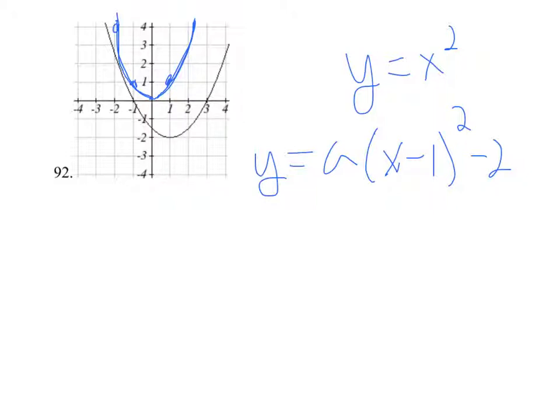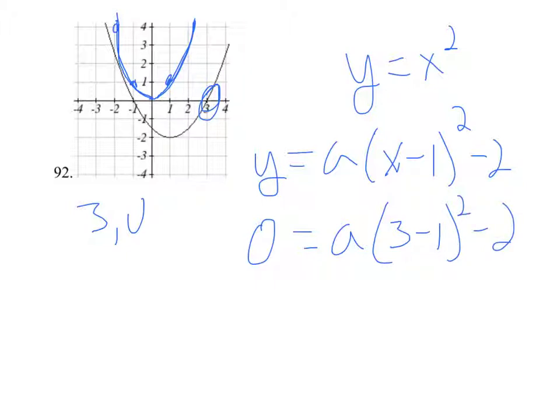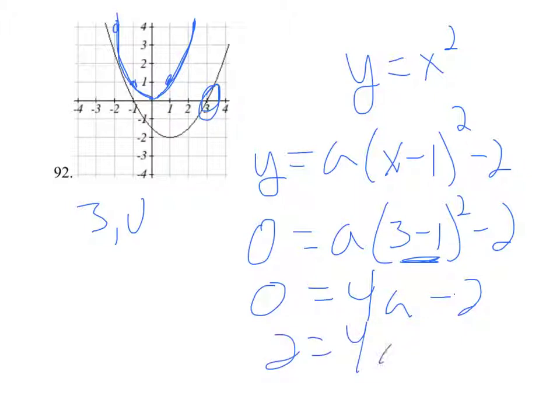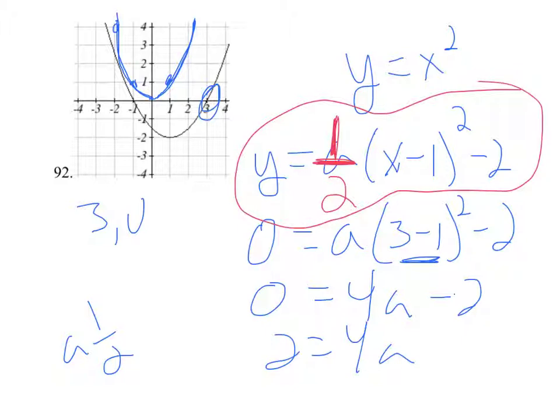Okay, so it goes through this point, it has that 0, right? 3, 0, so let's try that. So what's that? 2 squared is 4. So 2 equals 4a. So a must be 1/2. So this should be 1/2, and that is that equation. So I hope this helps you solve the rest of those problems in my Open Math.